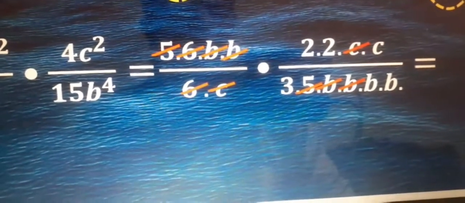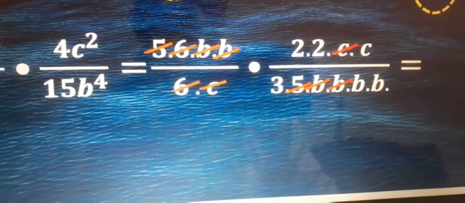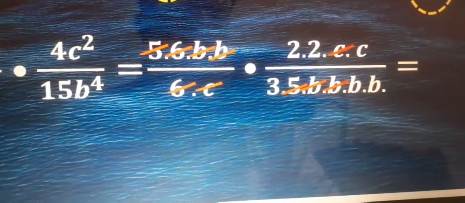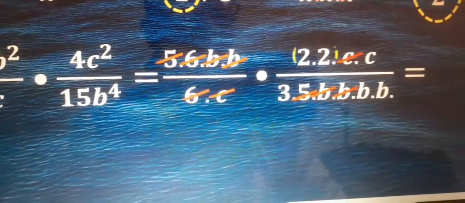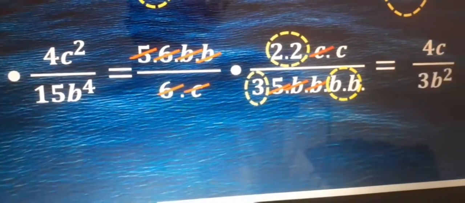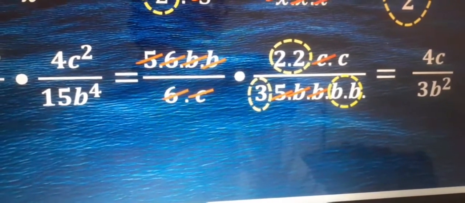So, lahat ng natira, yun po ang ating magiging final answer. We have to multiply 2 times 2, that is equal to 4, and 3 times B, kasi meron tayong dalawang natira na B, sa baba. And therefore, our final answer is equal to 4c over 3b squared.